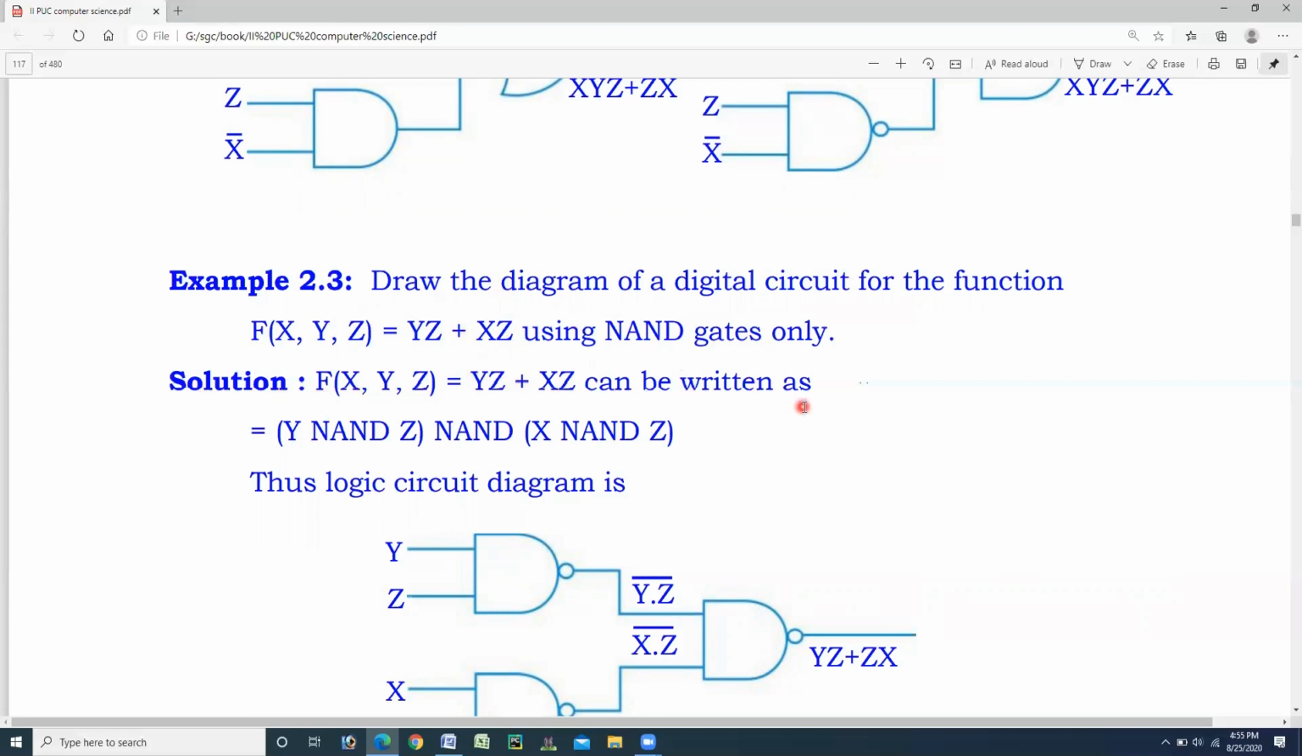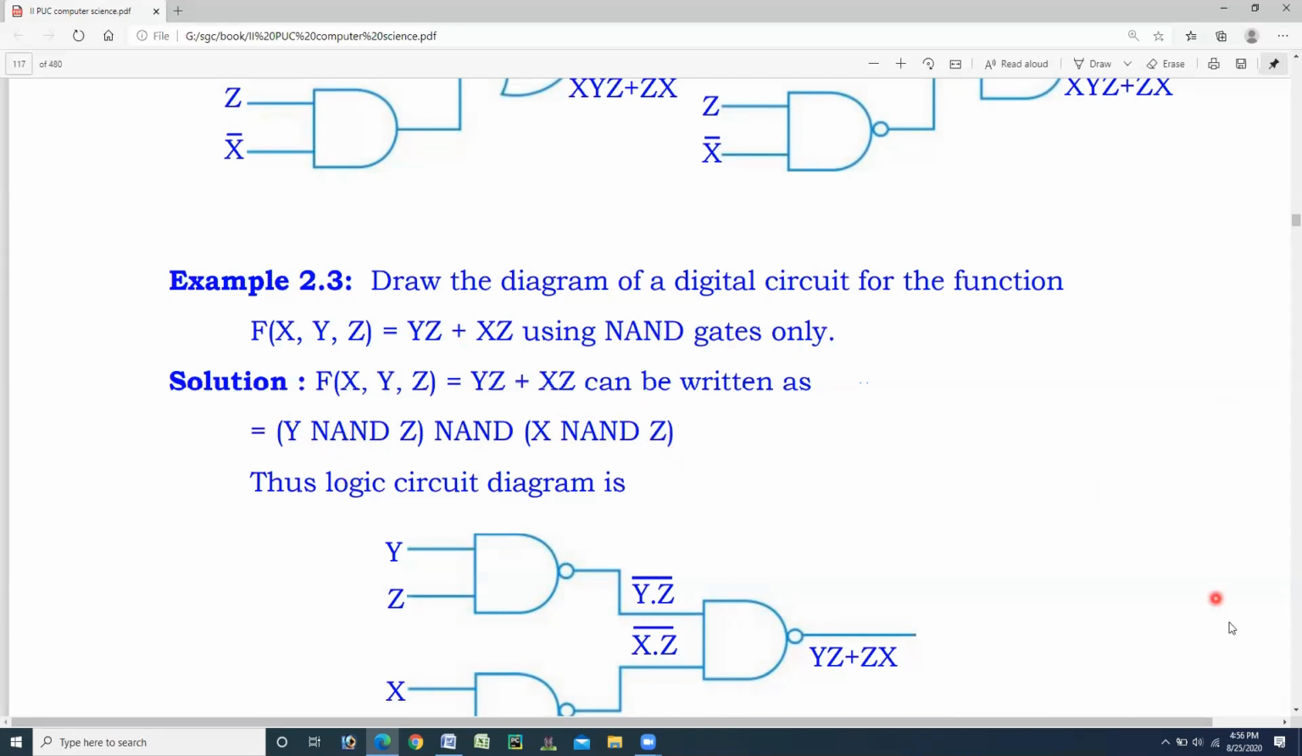This can be written as, see here, the RHS. LHS is the same, f of xyz equal to yz, meaning y NAND z, because they are given using NAND gates. So y NAND z, then NAND, then x NAND z. The given expression can be rewritten like this.